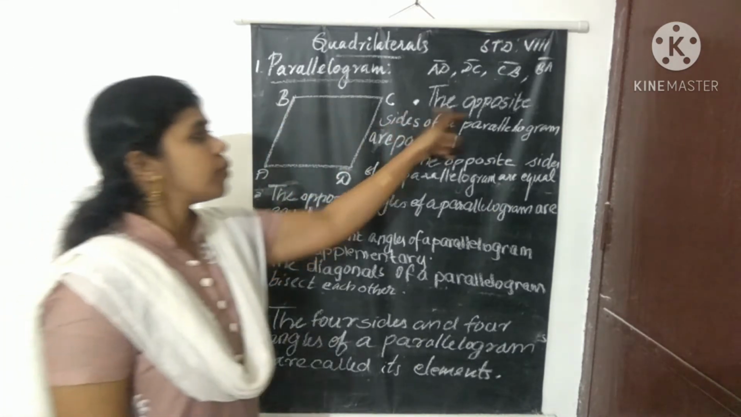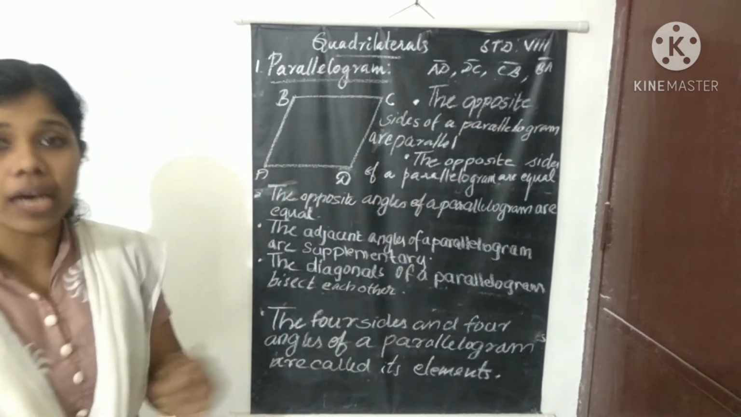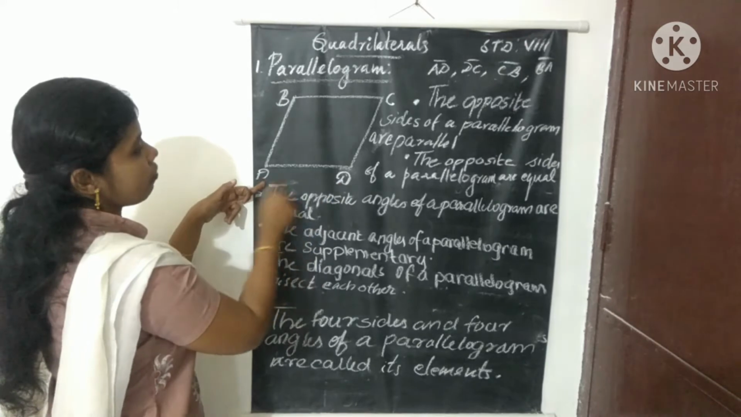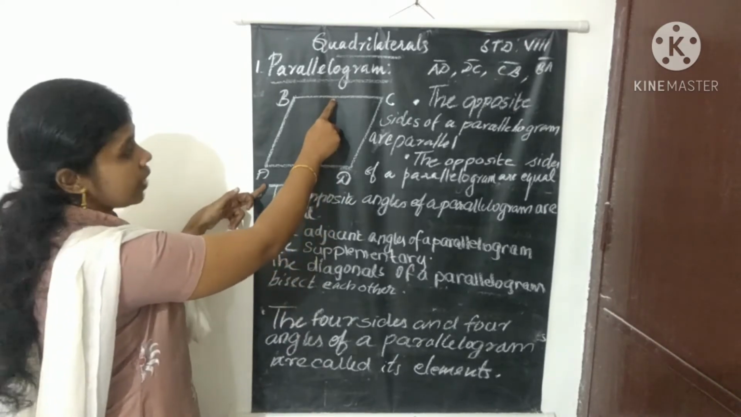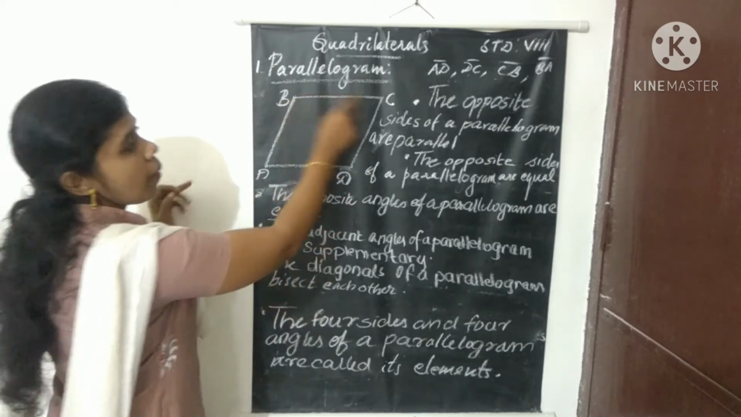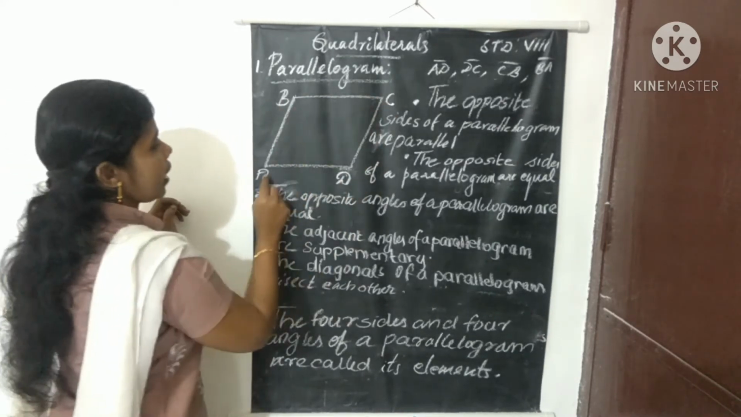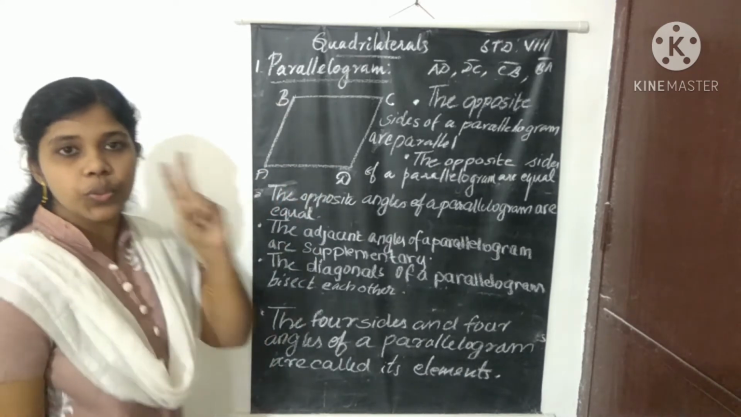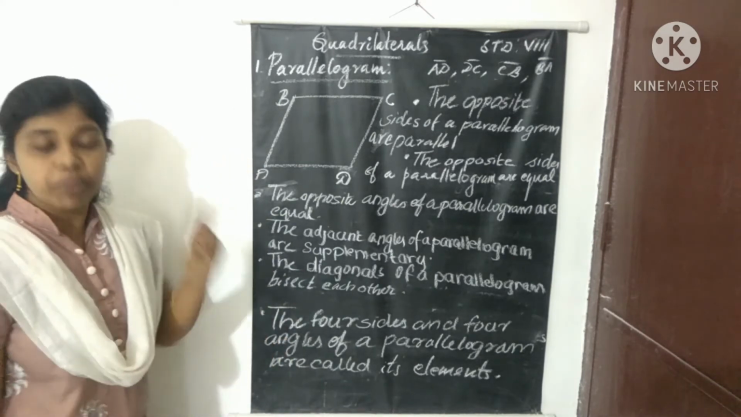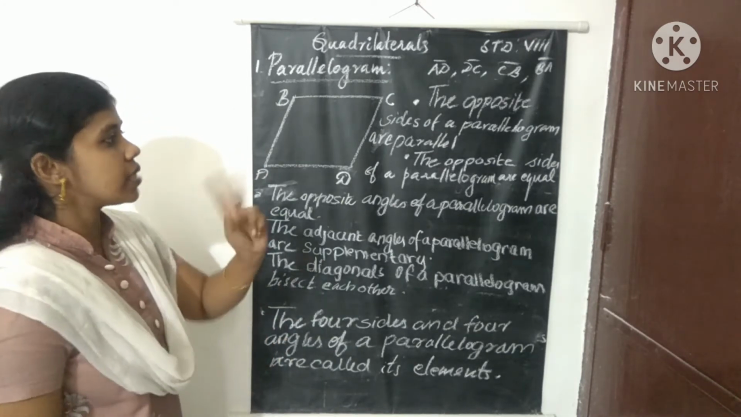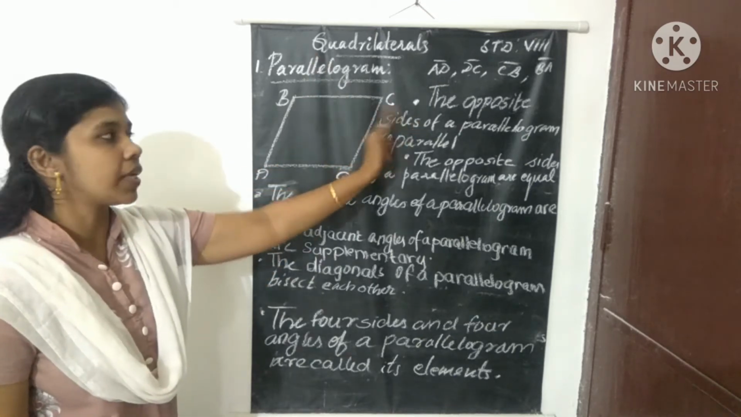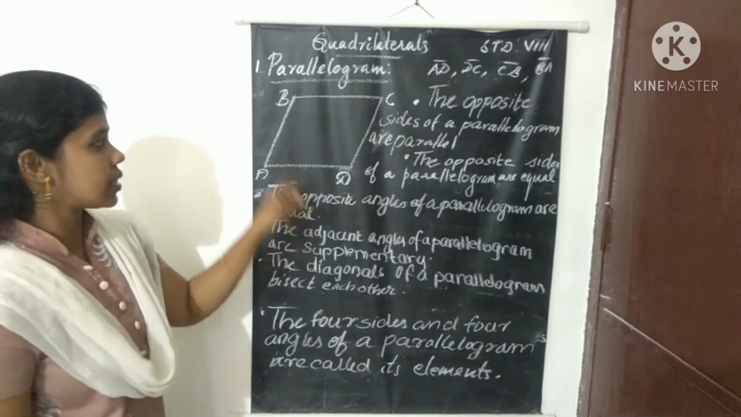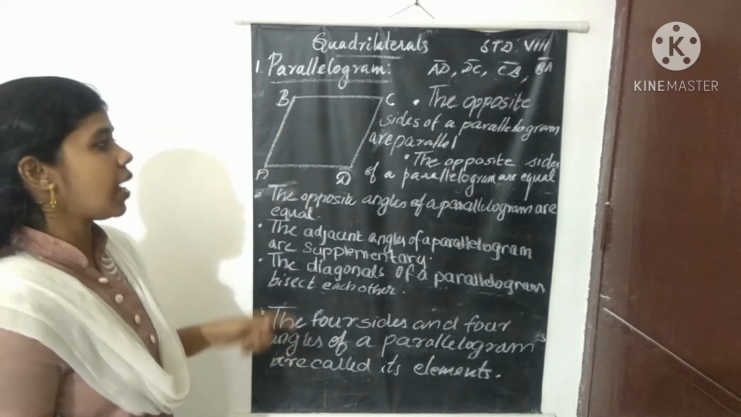The opposite sides of a parallelogram are equal. What is the opposite side of AD? This is the opposite side of AD. That is, AD is parallel to BC, then DC is parallel to AB. That means a parallelogram contains two pairs of parallel sides. The first property: opposite sides of a parallelogram are parallel.